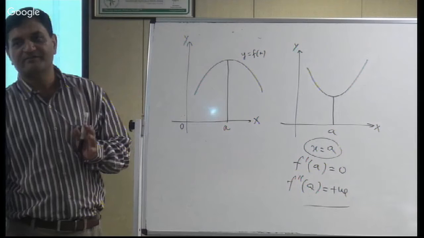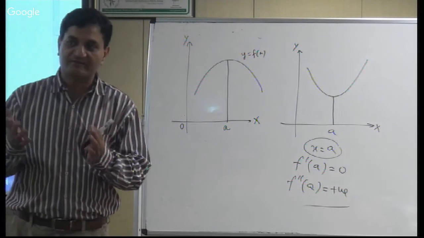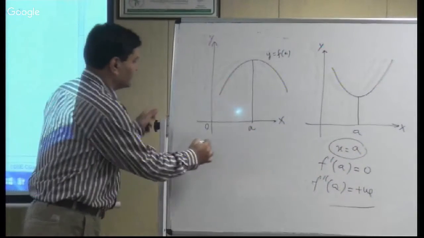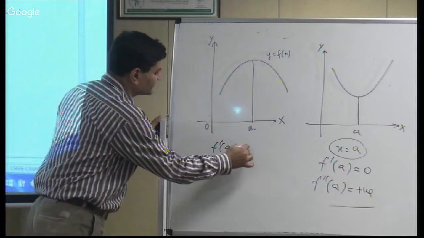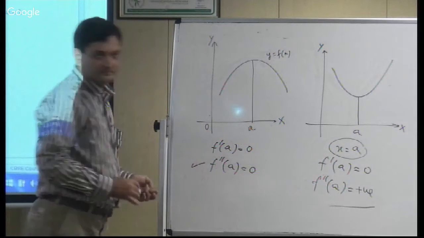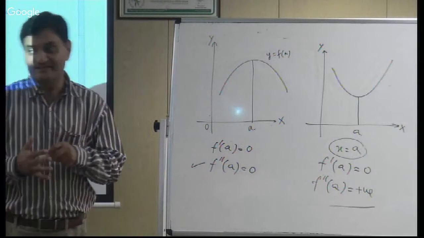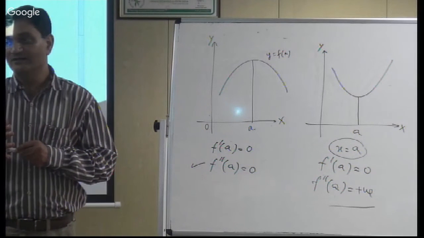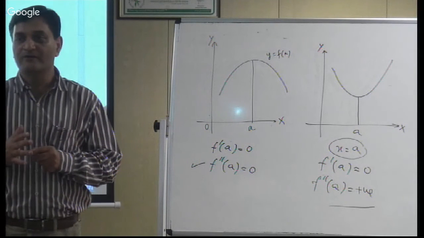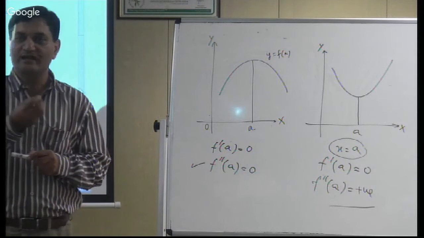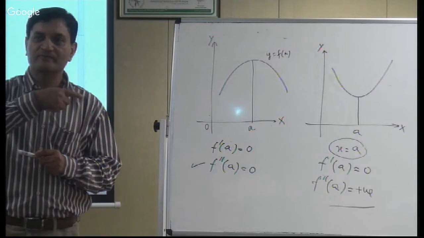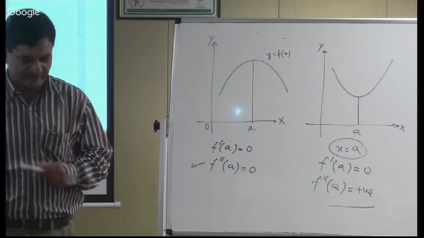If the second derivative becomes equal to 0, say at x equal to a, the first derivative is 0 and the second derivative is also 0, right? Still x equal to a can be a point of local maxima, it can be a point of local minima, and it can also be a point of inflection. And you cannot even guarantee that it will be a point of inflection. So what we do is we revert back to the first derivative test, right?